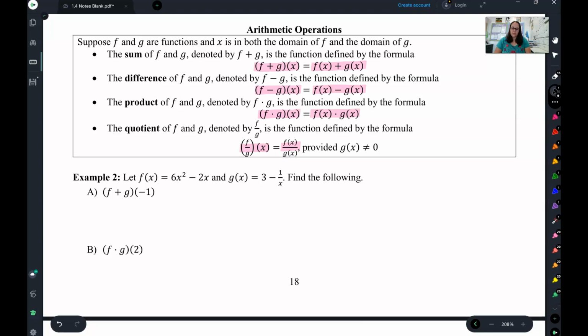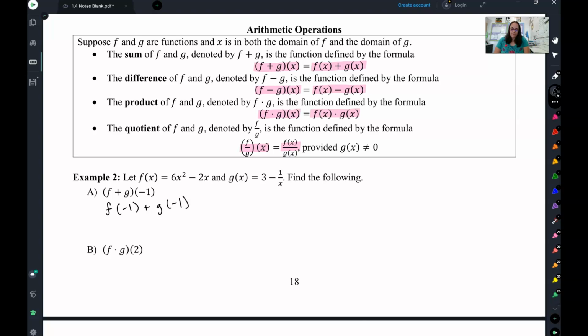So let's apply that to example 2. I personally don't like it when they write it this way. I would prefer to write it like this, because then I can just find what f of -1 is and then add it to g of -1. That makes a lot more sense to me.